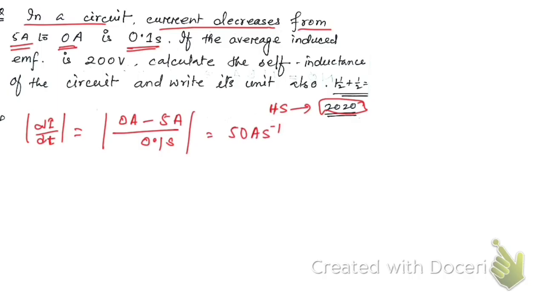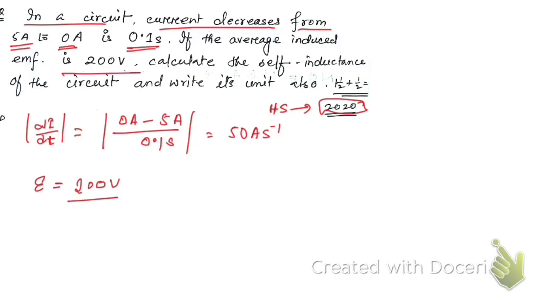This is equal to minus 5 by 0.1, that means minus 50 by 1. Here we are taking the mod, that's why I am writing it as positive. Hope you have understood this. So now you see, the magnitude of induced EMF is 200 volt.